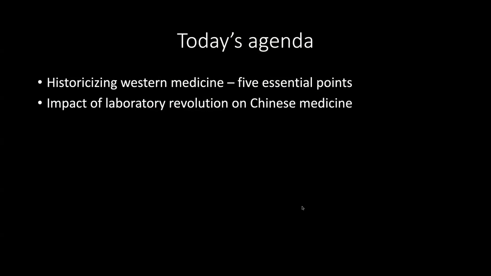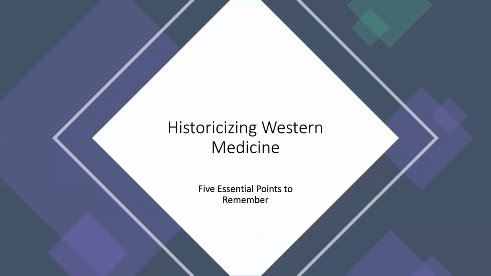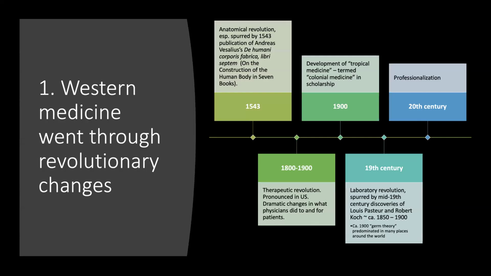So in slight bullet points, we're going to go through 5 essential points on the history of Western medicine as context to understand my main point, that all medical systems are relevant, and the current dominant hegemonic worldwide medical system of biomedicine that you all are studying is just one version of a bodily truth. So to historicize Western medicine, 5 essential points I'll walk you through.